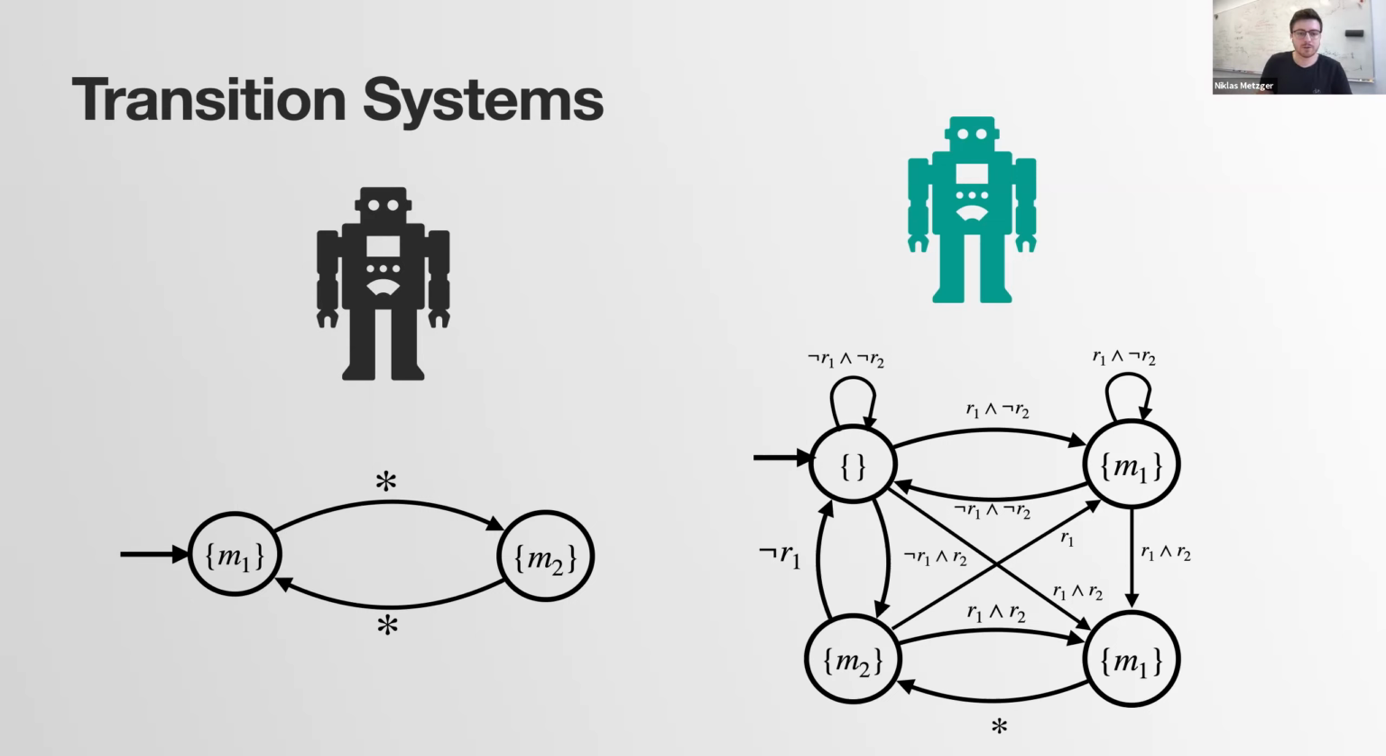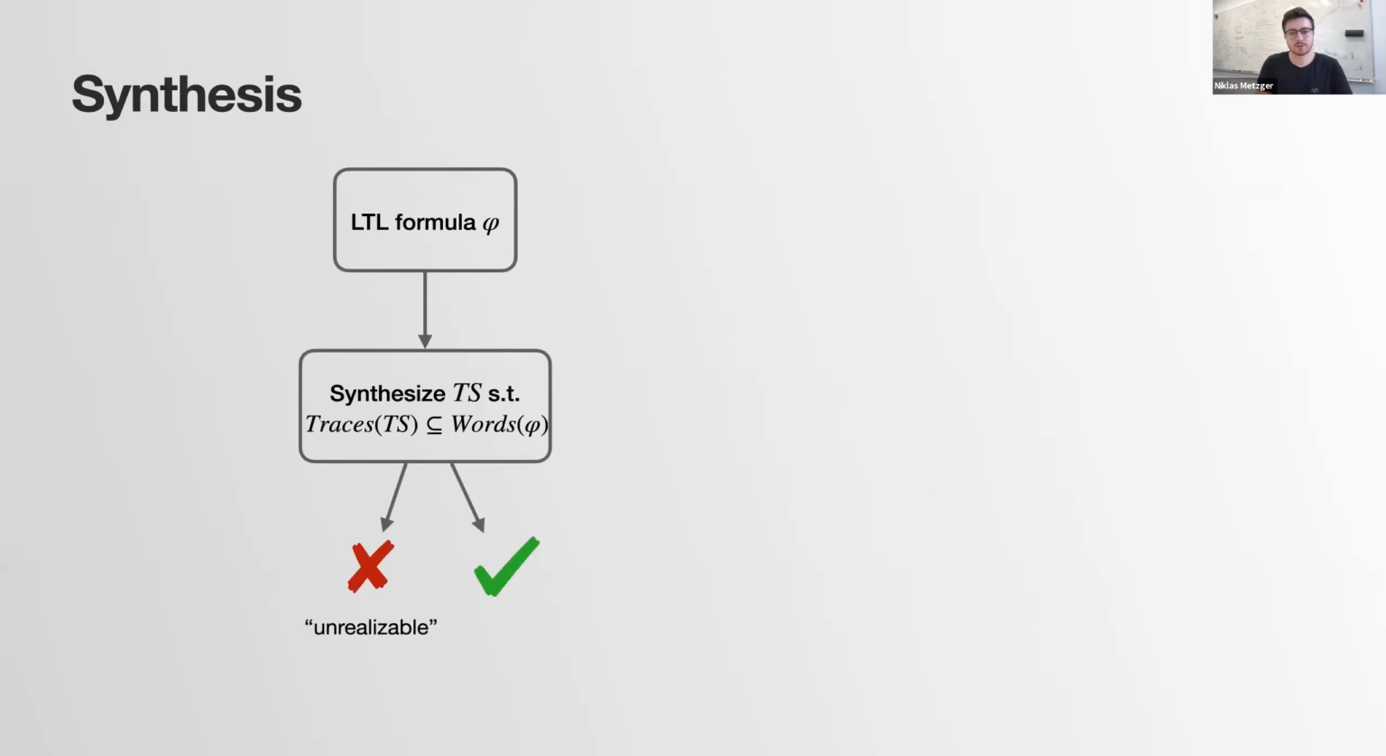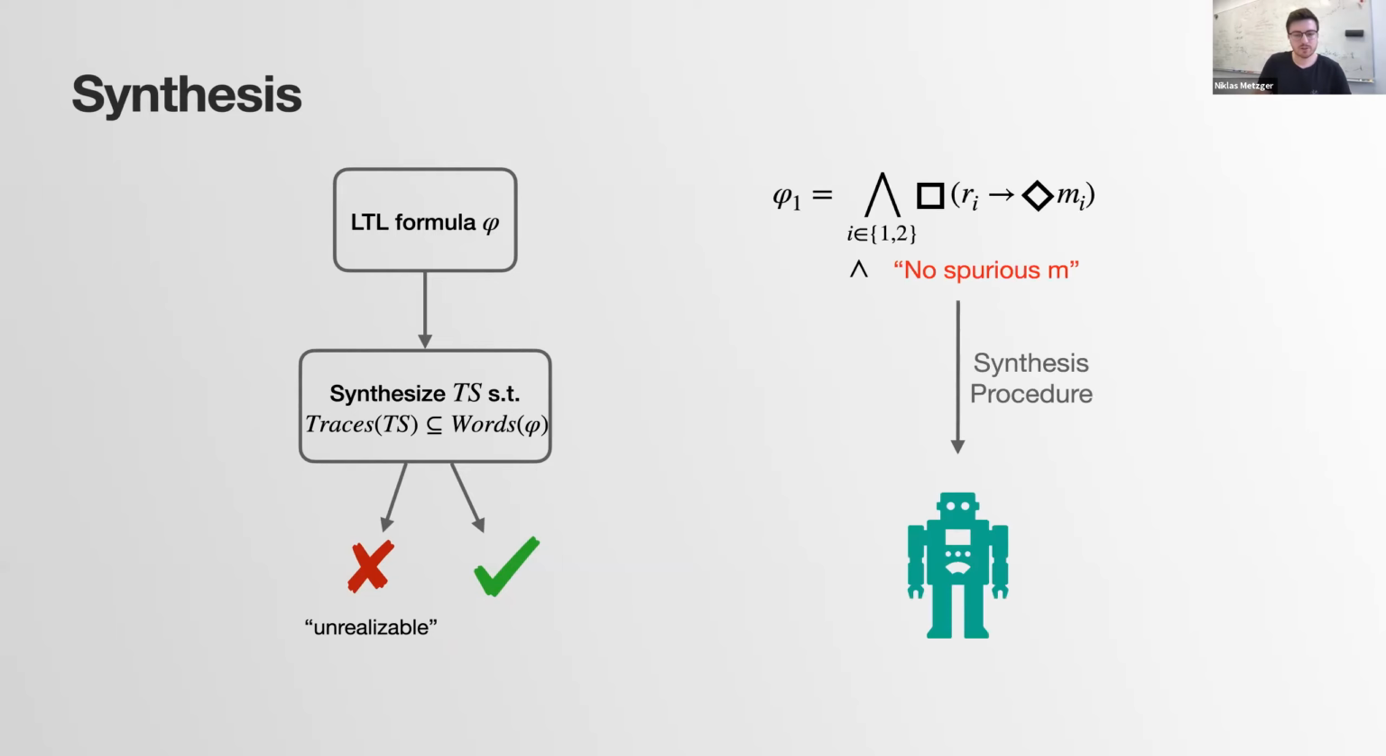And now we want to synthesize the updated transition system, which is the blue transition system. Synthesis is, given such a formula that now describes the blue robot, we have to find a transition system such that all traces are entailed in the words, so in the language of our formula. If this is the case, then we get a correct transition system by default. If this is not the case, then we actually cannot find an implementation for this formula, and we call the formula unrealizable. So essentially, we have one synthesis procedure which gets as input the formula and outputs our transition system, here denoted as our blue robot.